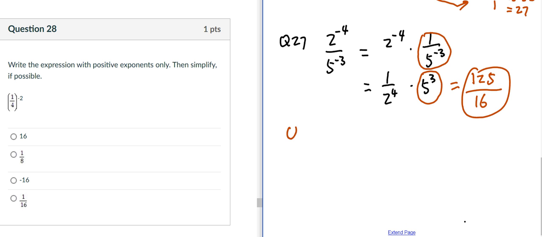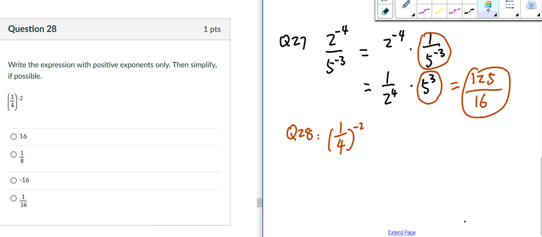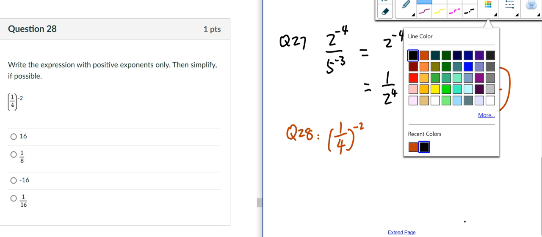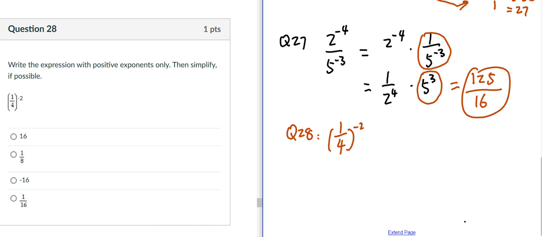We do question 28. 28 is 1/4 to the negative 2. I would let you do just like this. Simply flip this number. That's 4 over 1. Flip it, change it to positive. And then that's 16.